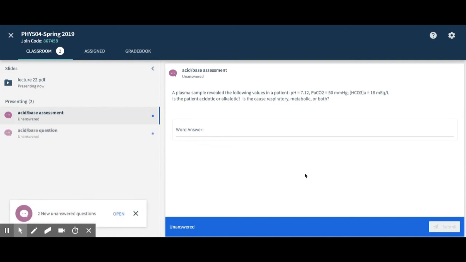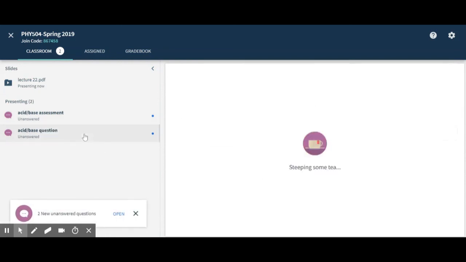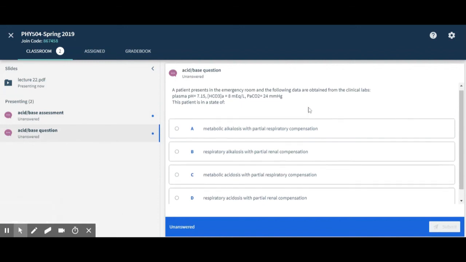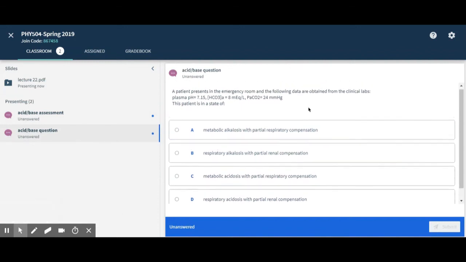The last question I had here was 7.15, acidosis or alkalosis? Acidosis. Bicarb is 8, high or low? Low. So is that a problem or a compensation? It's a problem, it's the cause, right? Low bicarb is causing acidosis. What about your PaCO2? Is that high or low? It's low. Is that something that would cause acidosis? No.